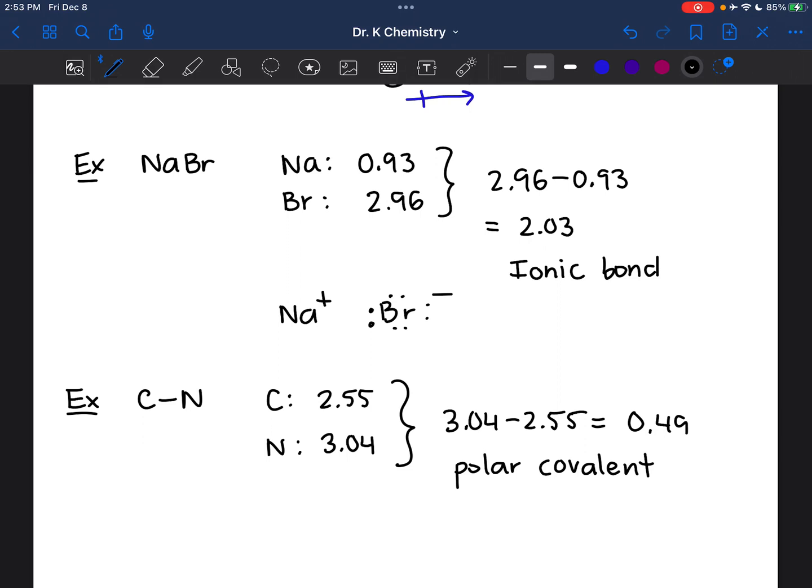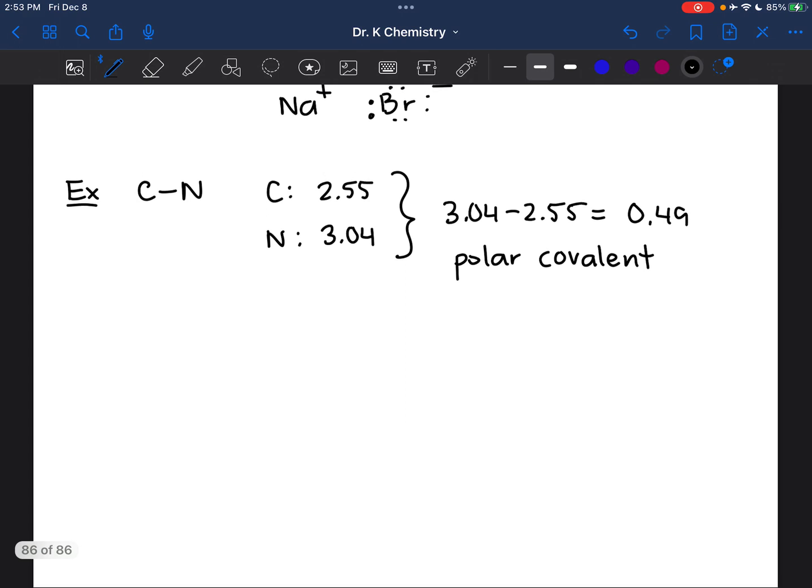Okay. That is step one of determining whether a molecule is polar or nonpolar. First, you have to determine whether there is a polar bond in the first place. If there is no polar bond, then the molecule is nonpolar.